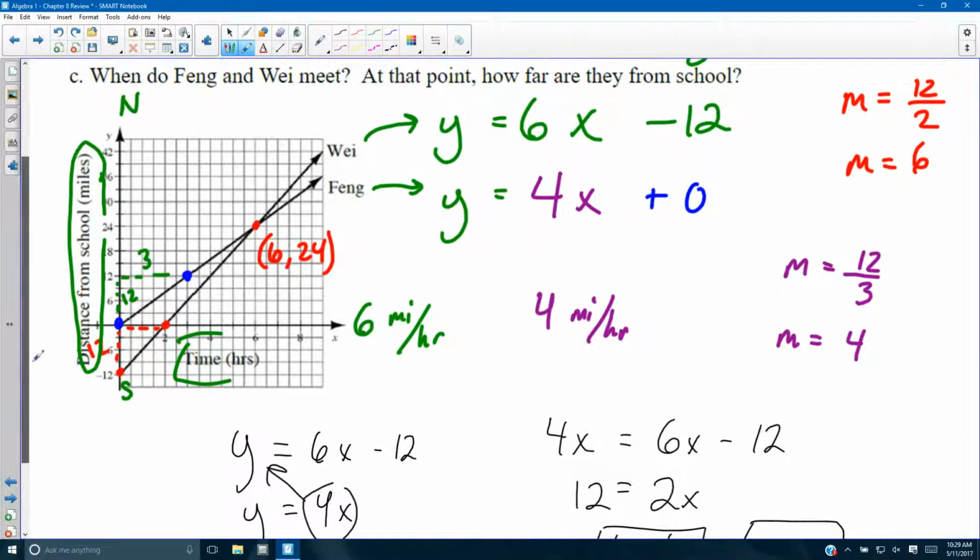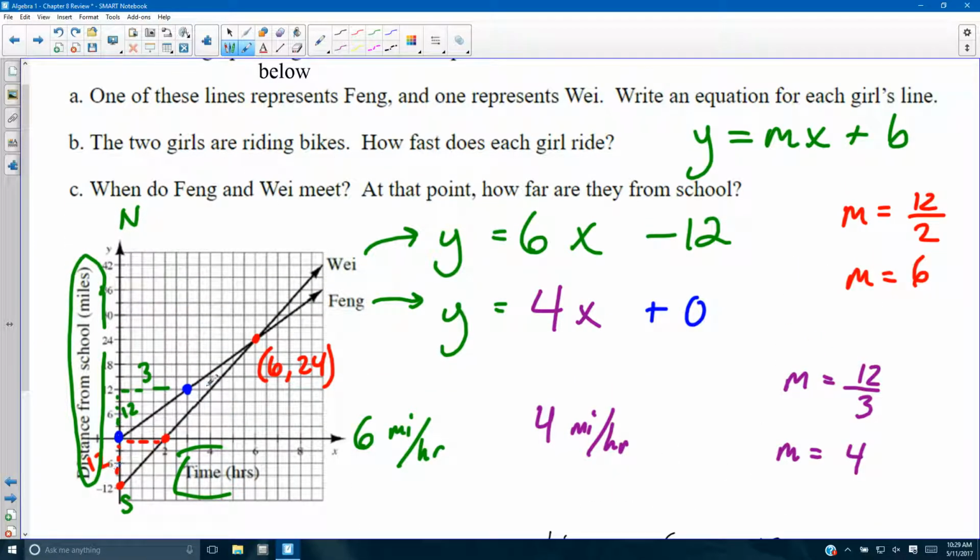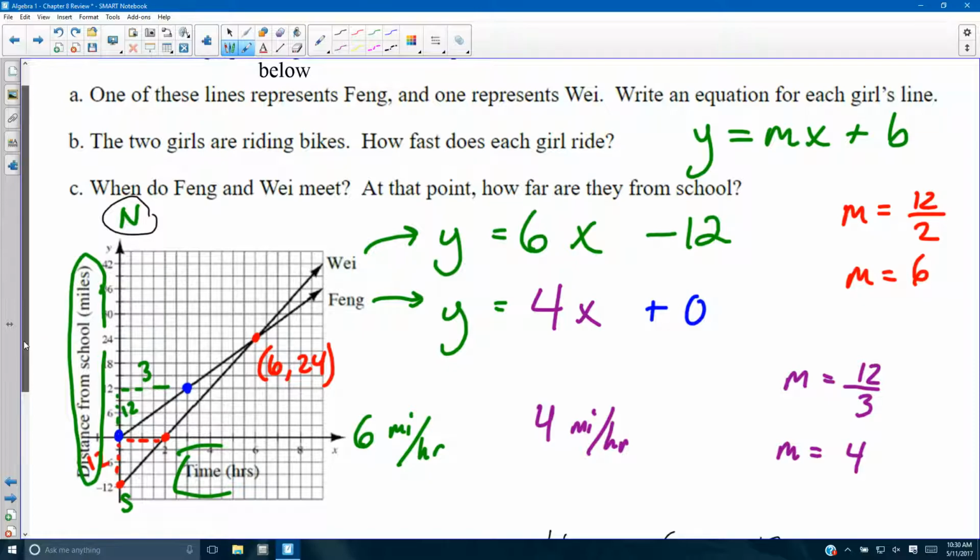Sorry about that bell. And that answers those questions there. So when do they meet? 6 hours from hour 0, from when they start riding. How far are they from school? 24 miles, I guess, north of school, if I answer it that way.